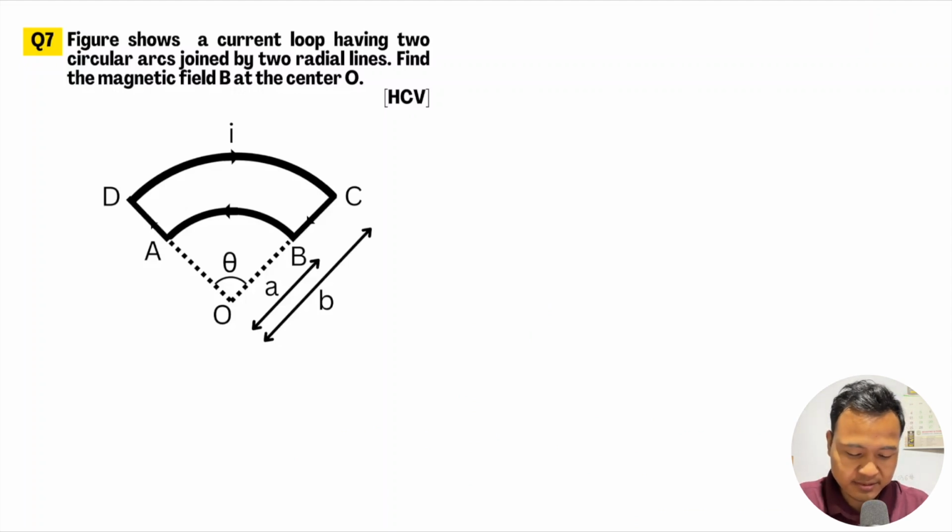Question: the figure shows a current loop having two circular arcs joined by two radial lines. Find the magnetic field at O. The magnetic field due to the straight line is zero, but anyway, the straight line part does not contribute.